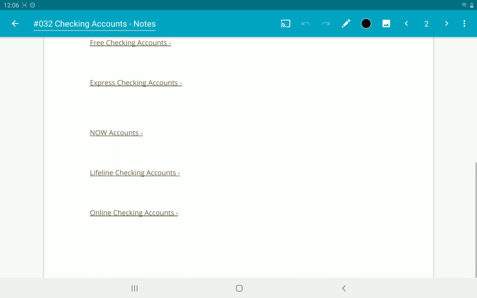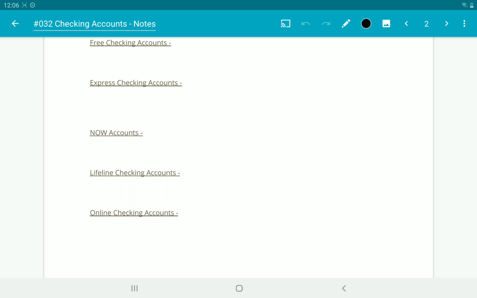Express checking accounts are accounts for people who want to avoid going to traditional banks, like brick and mortar banks. Often it's accessed electronically on the computer or on a cell phone, and some actually charge a fee if you end up having to use bank personnel. So actually having to call in for help, or if you have to go to the bank for help.